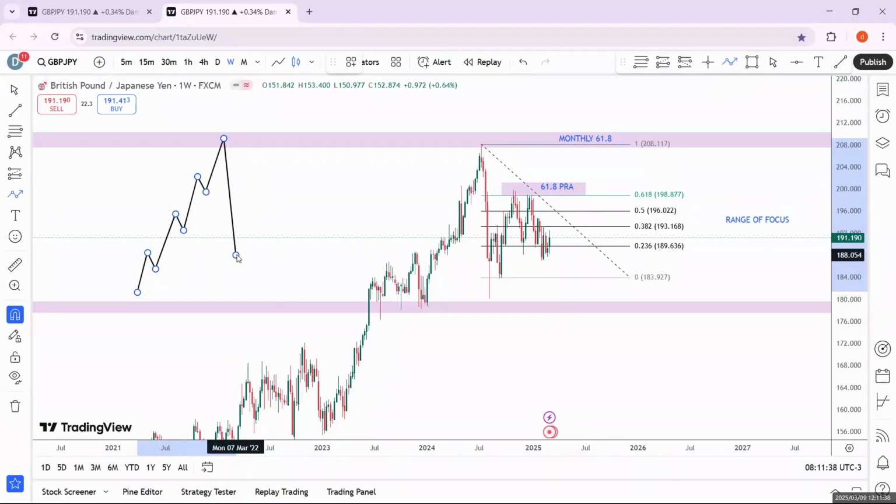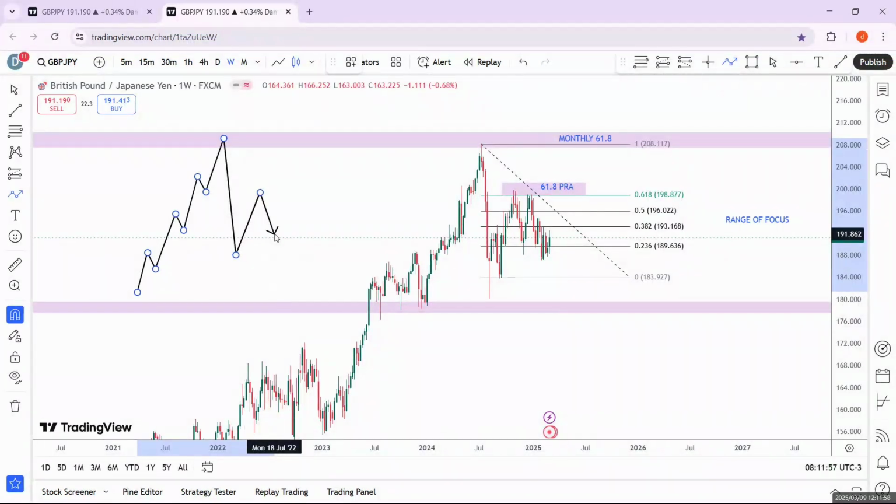Now we are aware that this is the second touch of the monthly 61.8, and the bears are currently taking over price. If we are selling it now in the direction of trend, what did we see price do? Price went for a discount to 61.8. The first time, it was not enough to create the lower low, just like I showed you guys on the monthly time frame.